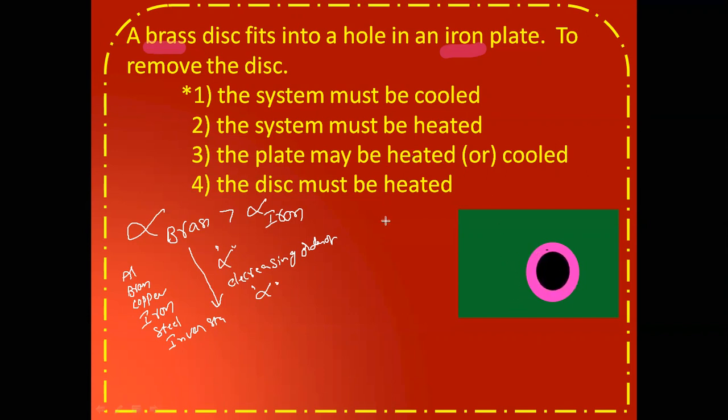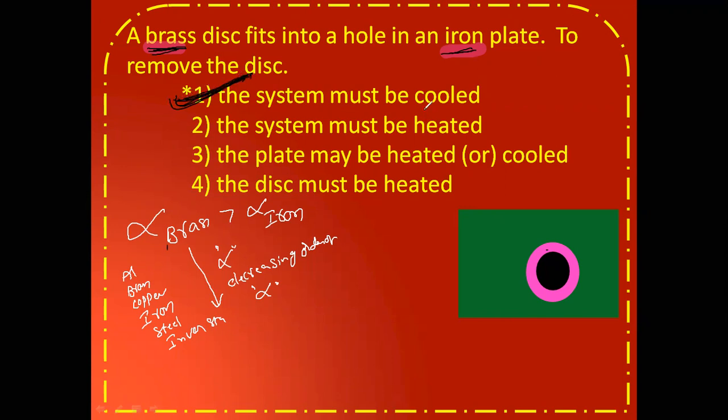Right. So as alpha of brass is greater than that of the iron plate, when the system is cooled, the contraction of the brass is more than that of the iron plate, so that we can remove the brass disc from the system if the system is cold.